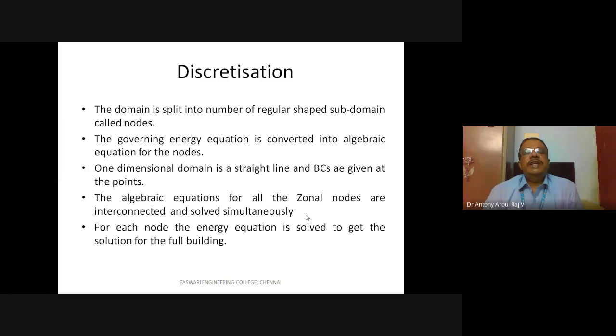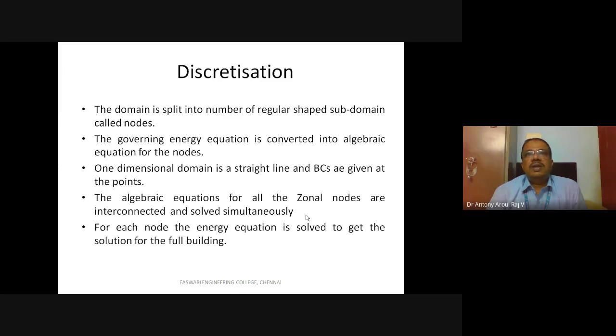And our governing thermal energy equation is converted into a number of algebraic equations for the nodes. Because in a numerical solution, we will not be solving the equation directly. If I solve the equation directly, it is called an integral solution. So the governing thermal energy equations are converted into algebraic equations for the nodes. Since the equation is one-dimensional, it is easy for us to handle the calculations and to solve. So we are not going for three-dimensional solving; we are going for one-dimensional solving.